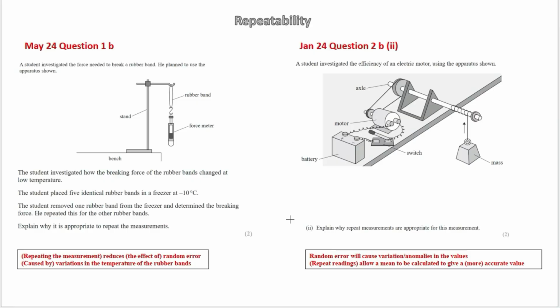Random error will cause variations or anomalies in the values. Repeat readings allows a mean to be calculated to give a more accurate value. So they have added an extra point here. The mean value will be more accurate if you repeat your readings.